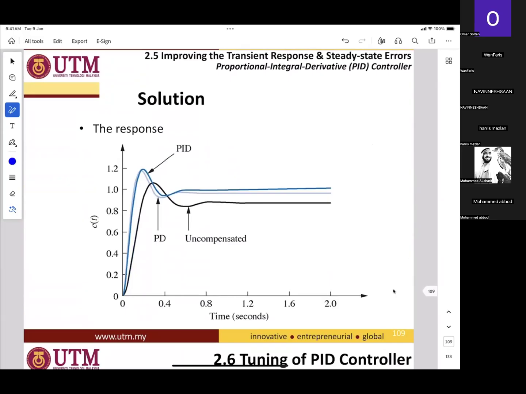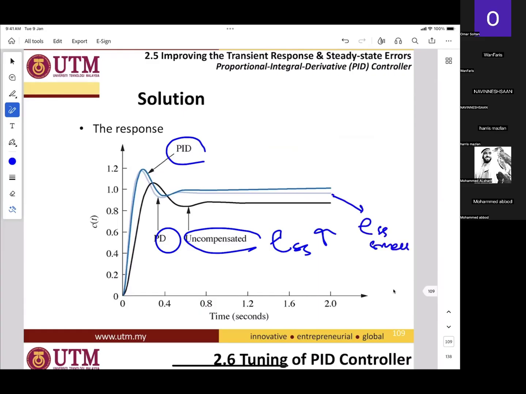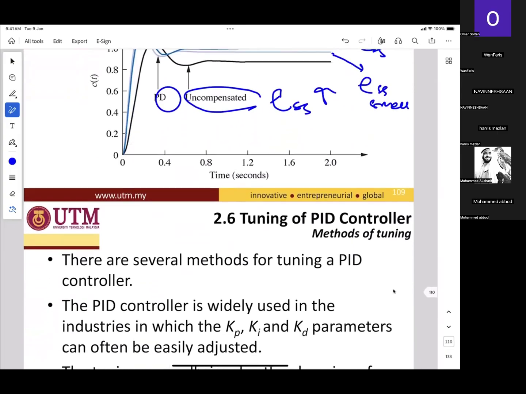So when you plot together in the graph, you will get PID is the best response compared to PD and compared to the uncompensated. Uncompensated gives a high ESS. PD, small ESS. PID, zero ESS. So that's why we learn PID in this subject.